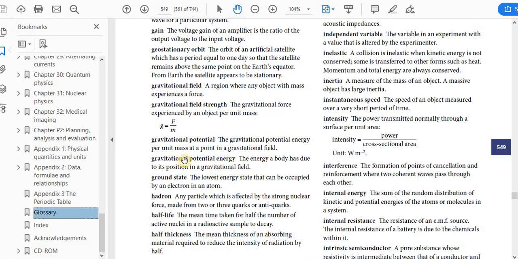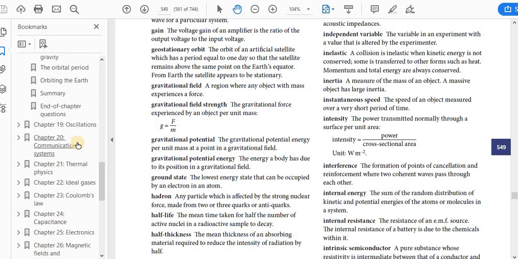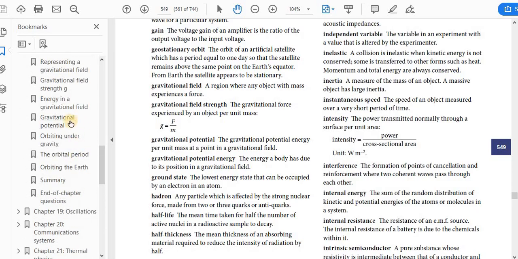Okay, so the gravitational potential energy is the energy a body has due to its position in a gravitational field. Gravitational potential, so this divided by the mass will give you gravitational potential. The gravitational potential energy per unit mass at a point in a gravitational field. So this value divided by the mass is the gravitational potential. Now you can see this is the energy due to its position in a gravitational field, here also at a point in a gravitational field. Okay, let's go back to the lesson.